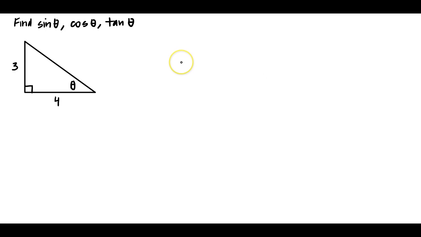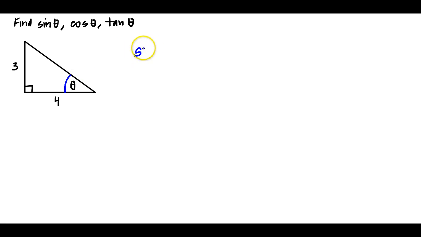Alright, so now let's try to use SOHCAHTOA in a quick problem. What we want to do is find sine of theta, cosine of theta, and tangent of theta in this right triangle situation. So here's my angle theta. Now it's not a specific number in degrees or radians, it's just a variable that stands for a number in degrees or radians. So what I want to do is find sine, cosine, and tangent of this angle here.